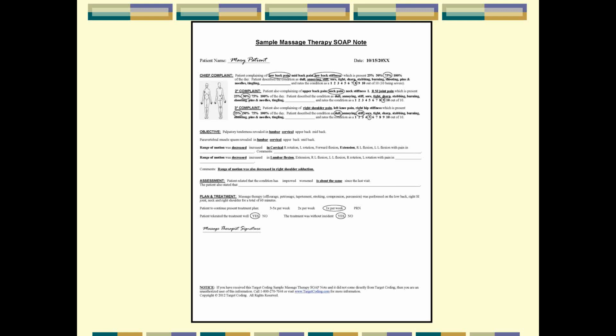What do we do? We did massage on the lower back, the right SI joint, the neck and right shoulder for a total of 60 minutes. We're recommending the patient come in 1 time per week. So there we go. Treatment plan is 1 time a week.